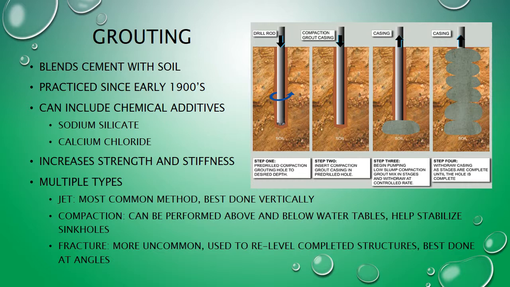Grouting can be subdivided into three categories depending on the type of work it is used for. Jet grouting is the most common method that is used for basic foundations. Compaction grouting is often used to keep settlement from underground construction under control. This then provides help for stabilizing sinkholes. Fracture grouting is the most uncommon method. It typically involves injecting grout at an angle where it can be pumped directly underneath unstable structures.